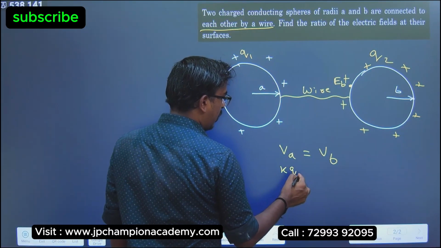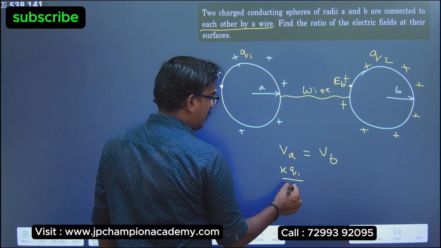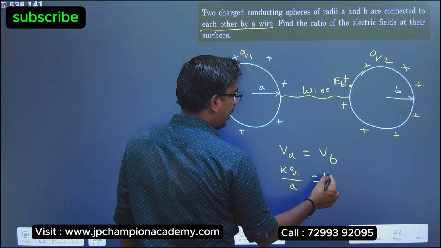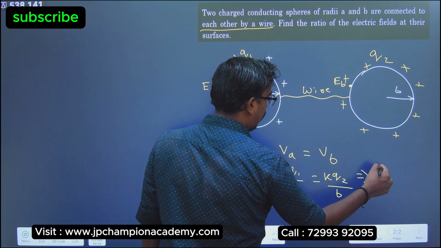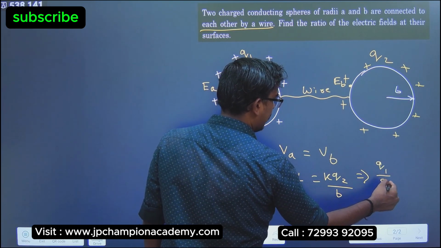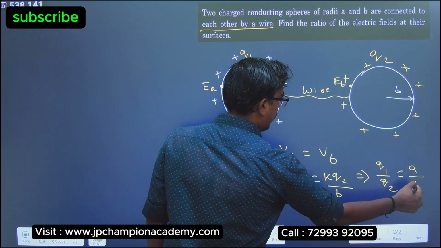Okay. So kQ1 divided by radius A. Similarly, kQ2 by B. Okay. The k will get cancelled. Finally, what will you get? Q1 by Q2 is nothing but A by B. We got this expression.